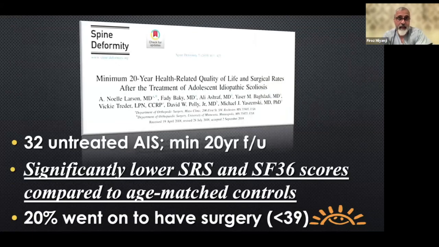Noah Larson looked at their experience at the Mayo Clinic. She found 32 untreated AIS patients. Minimum follow-up was 20 years, so again, a fairly lengthy follow-up. And all these patients also had lower SRS and SF36 scores compared to the age-matched controls. So these studies are giving us a bit of a common theme. In fact, in Noel's study, 20% went on to have surgery at a later time, but nonetheless, they were untreated AIS and decided to have a surgical intervention later.